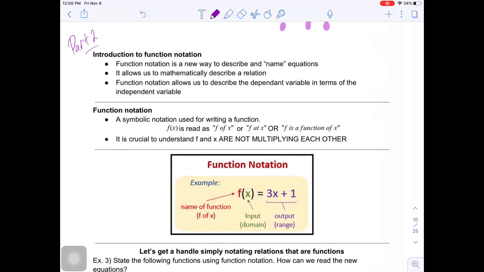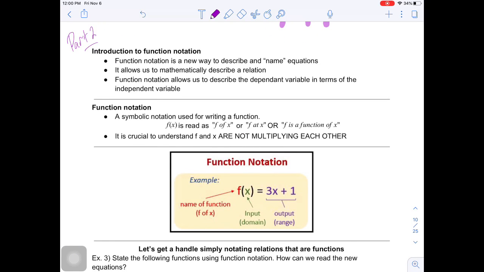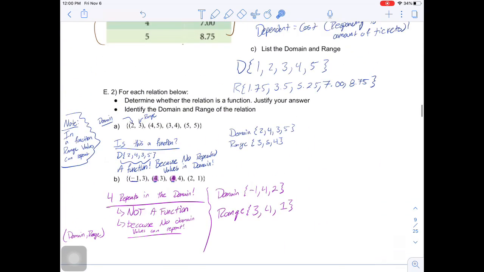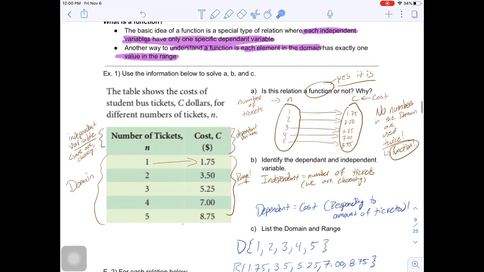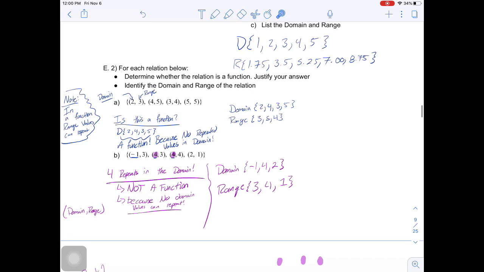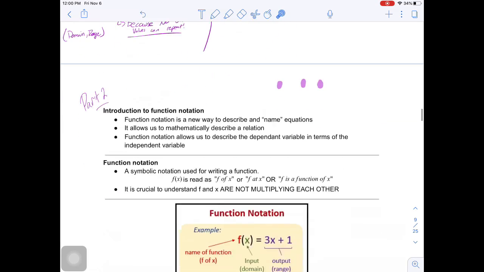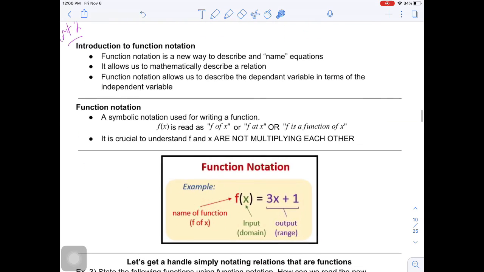So now in this video, we are going to talk about the introduction to function notation. Hopefully you've watched the previous video on how to determine if something's a function. A function is something where your domain never repeats itself, so each domain value only shows up once. Once you determine if something's a function, you can represent that using function notation.